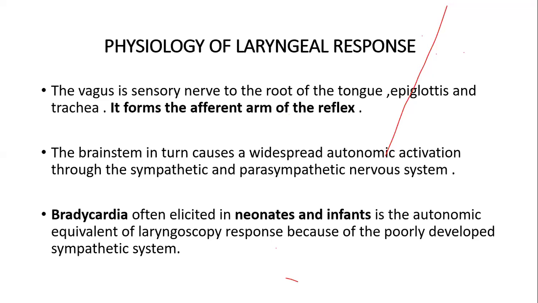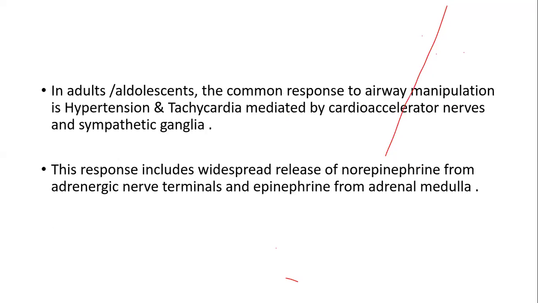So the parasympathetic actually predominates in the neonatal and infant age group. So stimulation of the sinus node results in bradycardia. And as we'll be seeing, this stimulation, its effects on the airway, particularly the glottic opening, will give rise to reflex closure of the glottis, which would present as a laryngospasm in these infants and neonates.